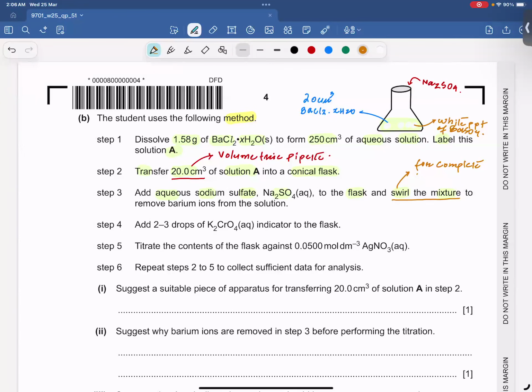You can write any of the reasons, right? For complete precipitation, for complete removal of barium ions, for complete reaction. These are the possible answers for this specific part of the statement. Oh, to remove barium ions from the solution. The examiner has said it himself, okay?